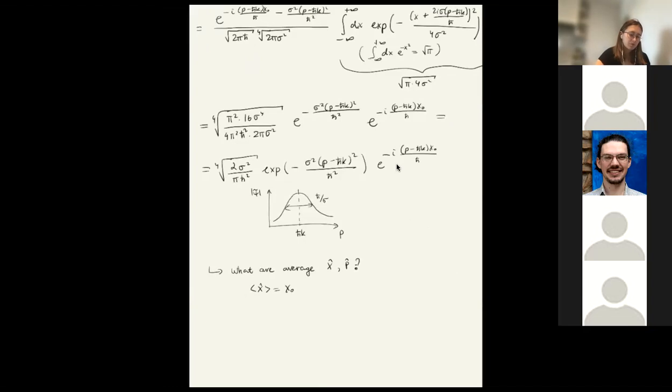And the same for the momentum. So for the momentum, we would get that the average momentum would be ħk, because the momentum wave function is concentrated around this value and also symmetric around it. So this is the value that we would expect to get.